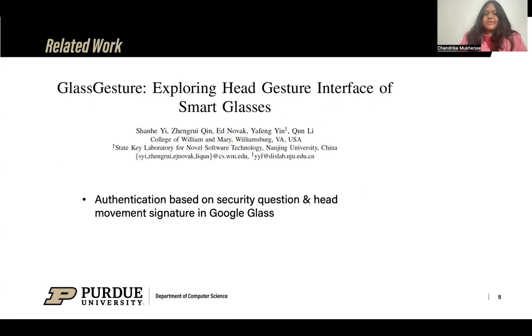The Glass Gesture paper proposes an authentication system for Google Glass, which is based on security questions and user head movement. In this work, HoloAuth, I have used some methodologies which are proposed in Glass Gesture.